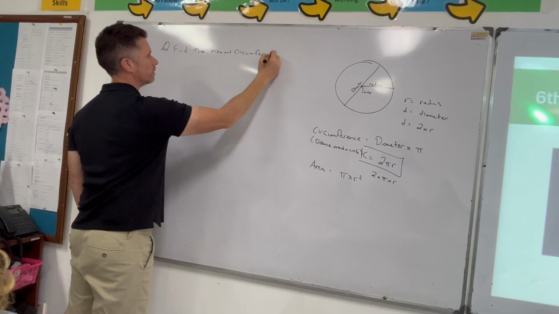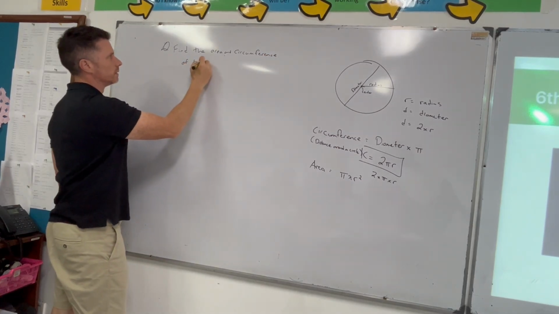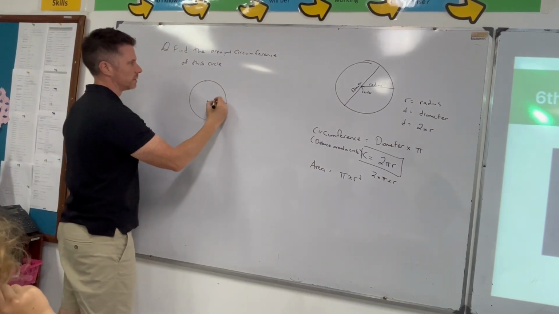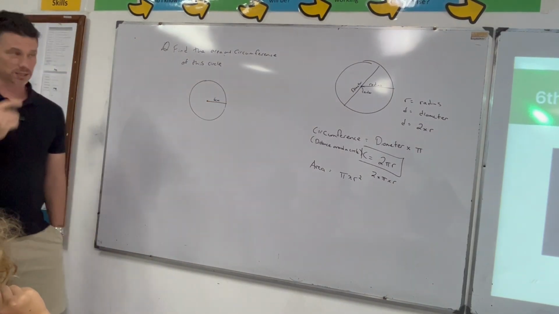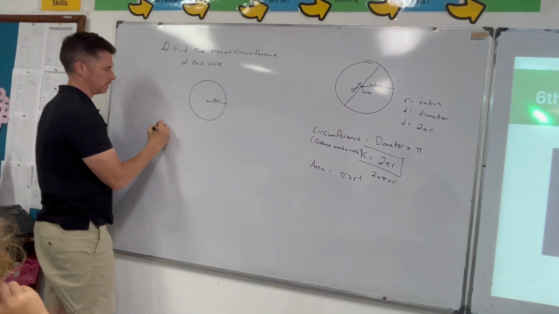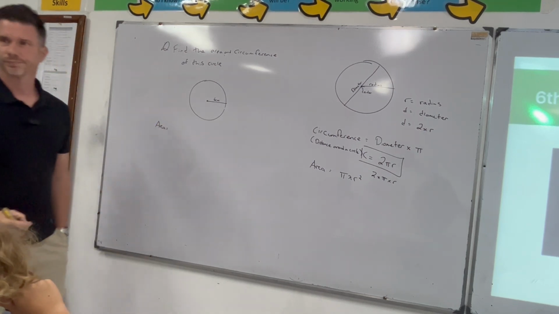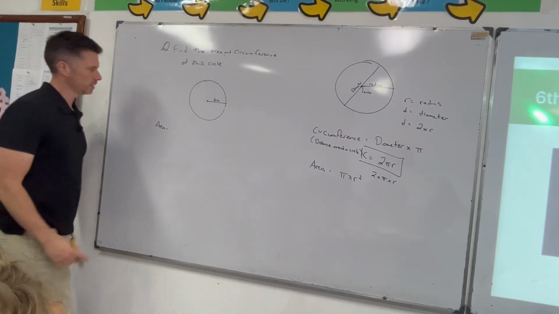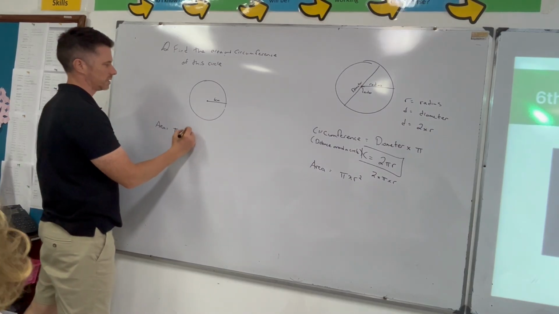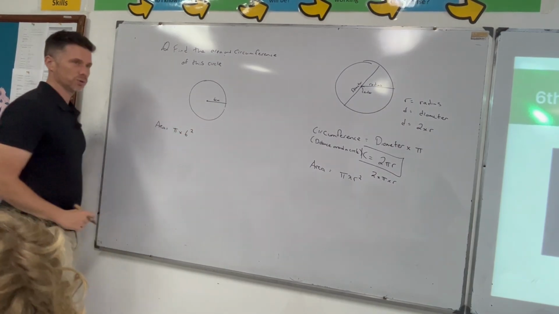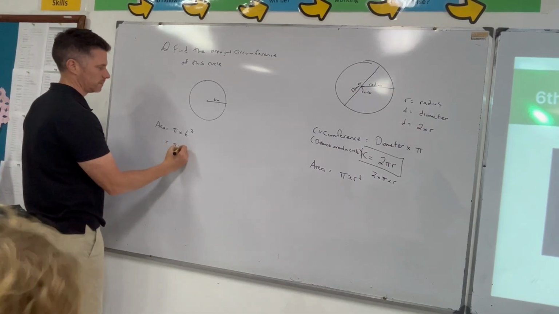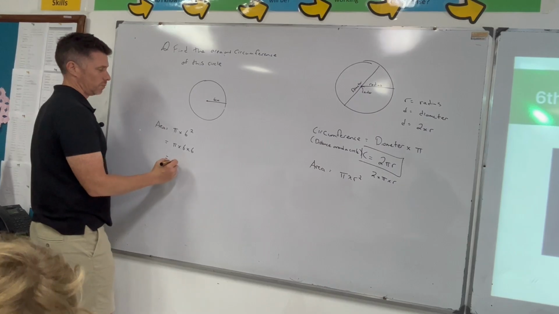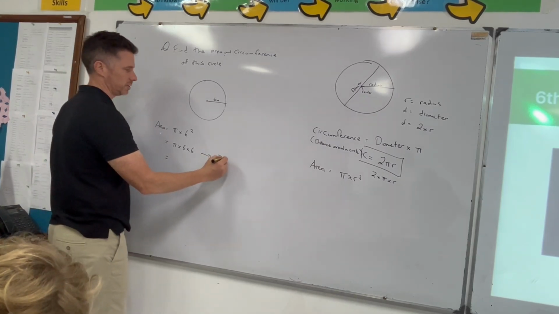Okay, so let's find the area and the circumference of a circle. So let's look at this circle. We have 6 centimeters here. Let's start off with the area. How am I going to get the area of this circle? Pi times radius squared. So that's pi times 6 squared, and 6 squared is 6 times 6, which is 36. So one answer I can give straight away is 36 pi.